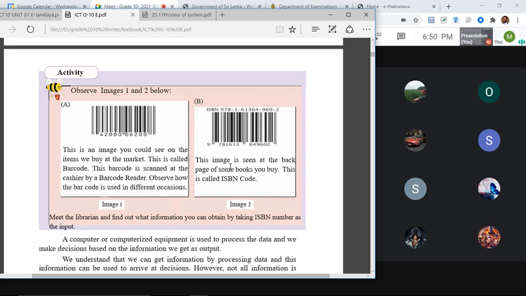This image is seen at the back page of some books you buy. This is called the ISBN code. Then here you have another code. This is an image you could see on the items we buy at a market. This is called a barcode. This barcode is scanned at the cashier by the barcode reader. Observe how the barcode is used on different occasions. So they have given these two.